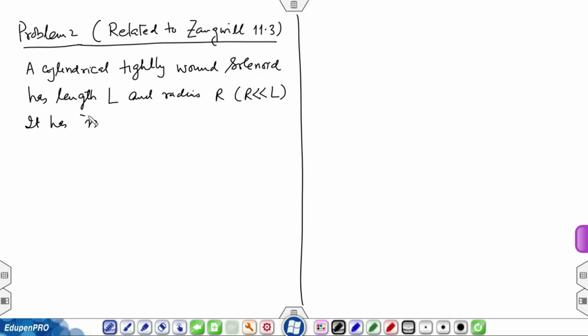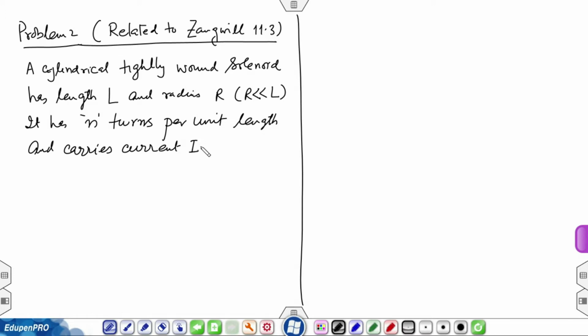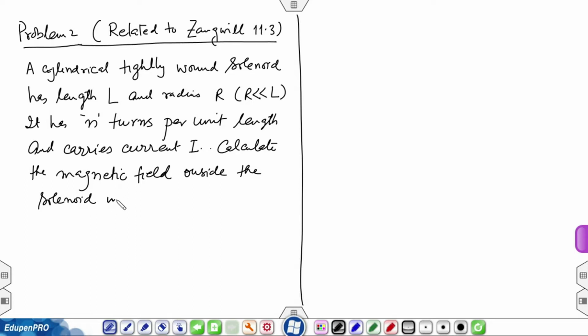It has n turns per unit length and carries current I. Calculate the magnetic field outside the solenoid in the plane bisecting it, at a distance s from its axis.